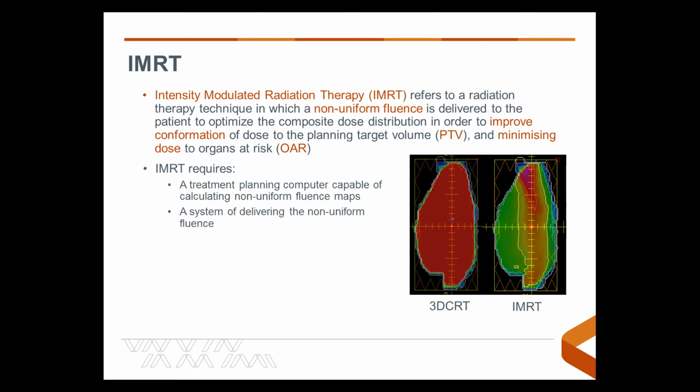So in order to deliver IMRT, you require a treatment planning computer that is capable of calculating non-uniform fluence maps. So this is an example of a non-uniform fluence map, and a system of delivering the non-uniform fluence to the patient.